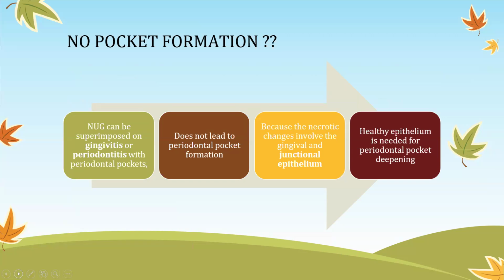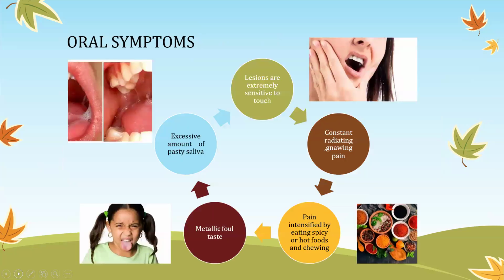What will be the reason? Necrotizing ulcerative gingivitis can be superimposed on either gingivitis or periodontitis with periodontal pockets, but it does not lead to pocket formation because the necrotic changes involve the gingiva and entire junctional epithelium. And for pocket formation, we know that we need a healthy epithelium and a junctional epithelium. So that is why in the necrotizing ulcerative diseases, we cannot see any periodontal pocket.